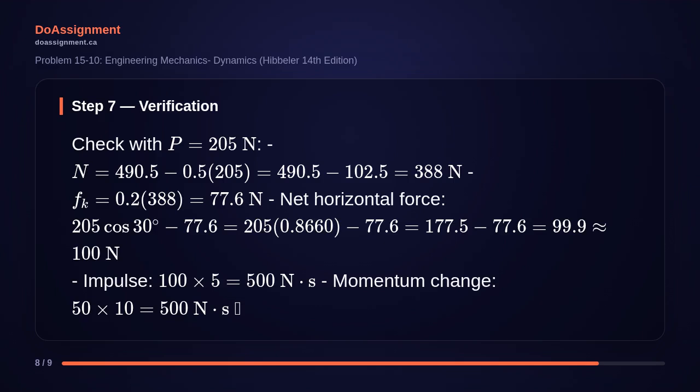Verifying with P equal to 205 newtons, the normal force is 388 newtons, kinetic friction is 77.6 newtons, and the net horizontal force is approximately 100 newtons. The impulse is 100 times 5 equals 500 newton-seconds, which matches the momentum change of 50 times 10 equals 500 newton-seconds. The answer is confirmed.